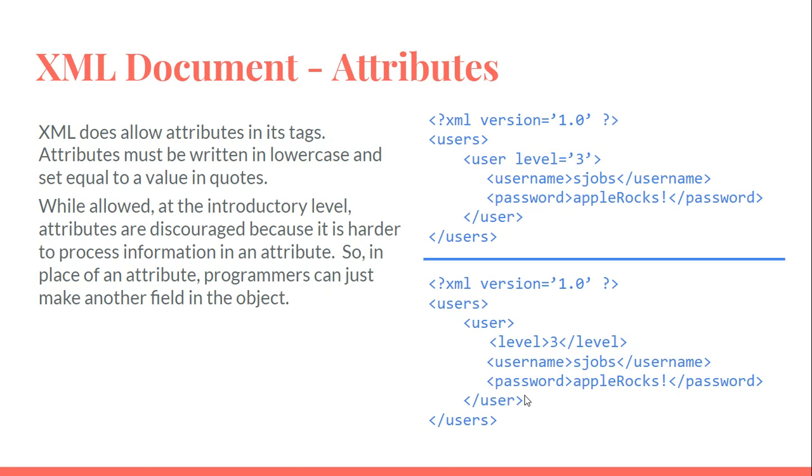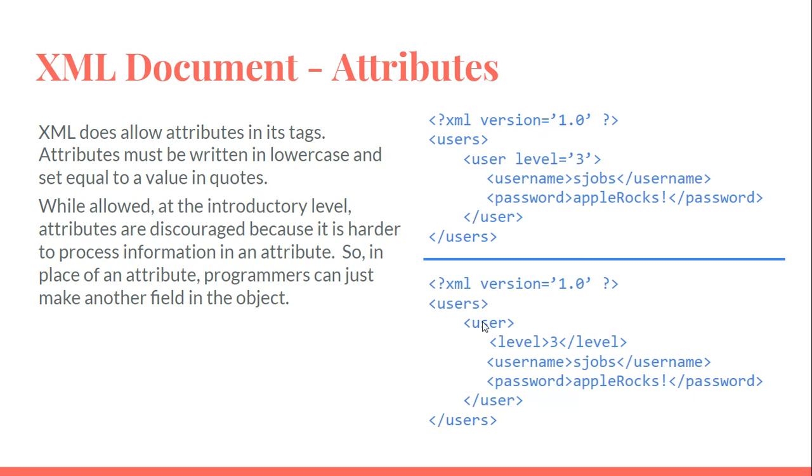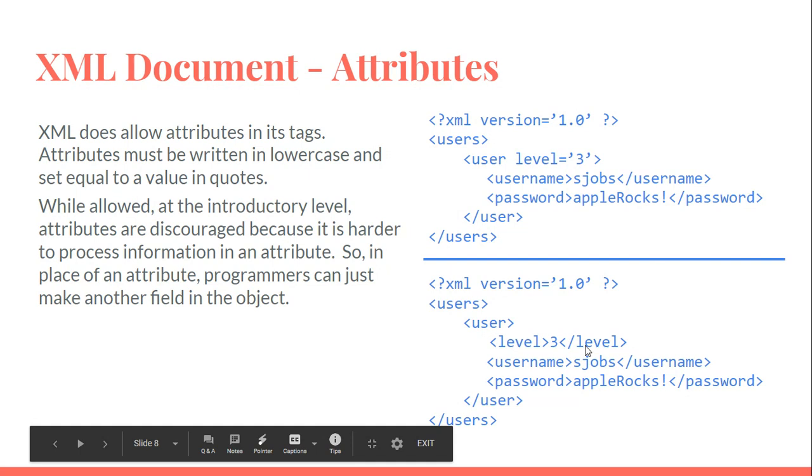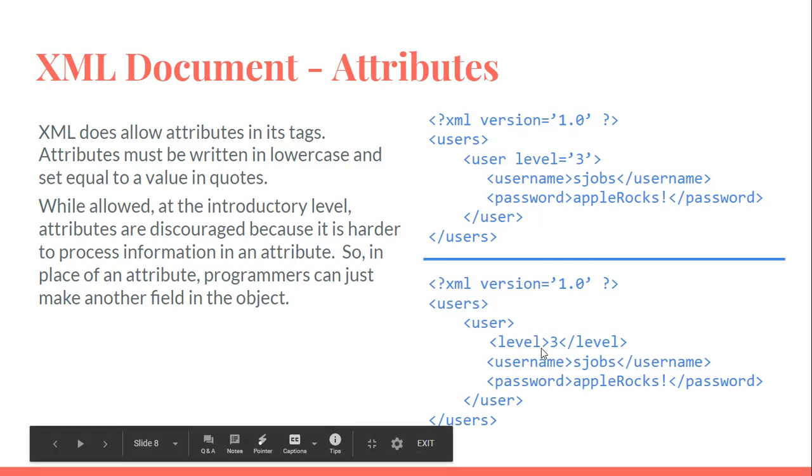XML does allow attributes, though at the level that we're working and the application in which we're working, attributes aren't really a great option. So I could write an attribute like this: user level equals 3, but we're better off at this point in time to do user and then just make a level element that has a value of 3. So for now, I would stay away from the attributes, and I would go with the elements inside.